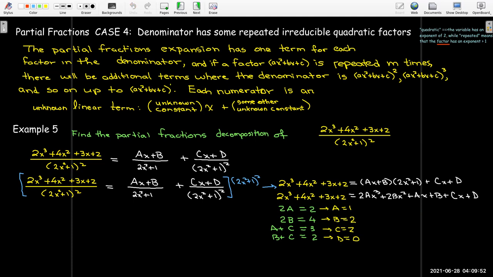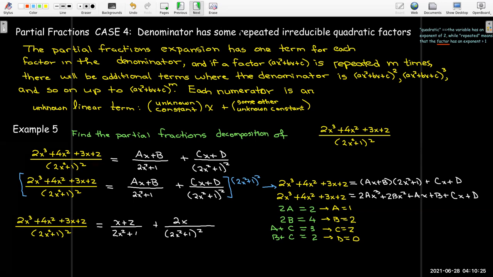And so I get A and B immediately. A has to equal 1, B has to equal 2. And then I can use those values for A and B to find C equals 2 and D equals 0. And since now I know all the values of the missing coefficients, I can go ahead and write out the partial fractions expansion.